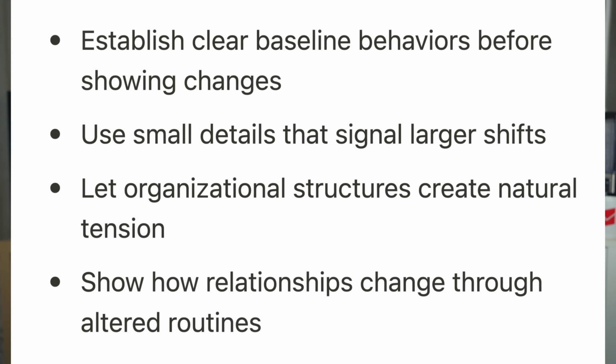So to make power dynamics work for subtext in your stories, you have to establish clear baseline behaviors before you then, in the future, show the changes. Use small details that signal larger shifts. Let organizational structures create natural tension and show how relationships change through altered routines. Remember, power rarely declares itself outright. It's in the pause before someone speaks, the chair they choose at the table, the way a conversation shifts when they enter the room. All right, so those are the first 4.